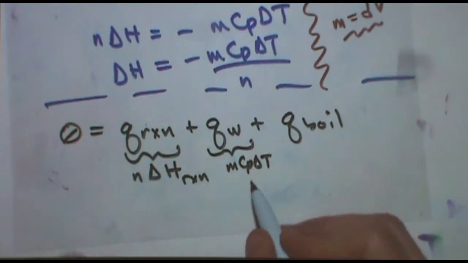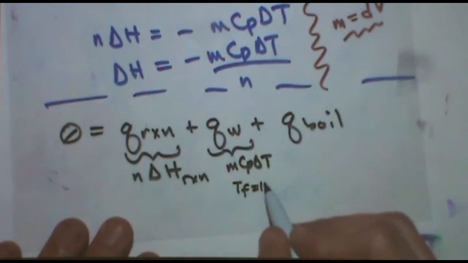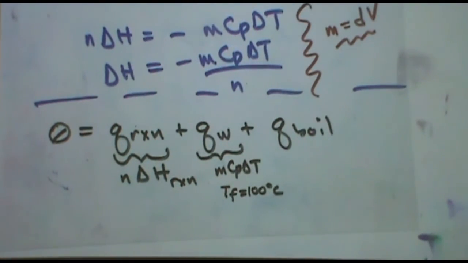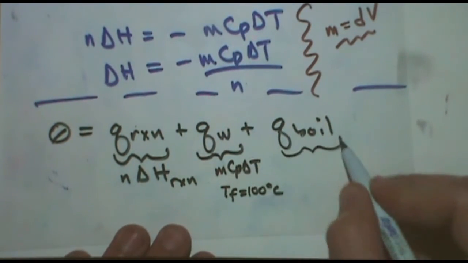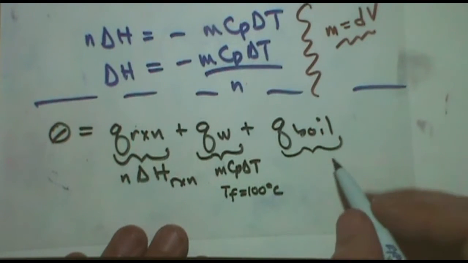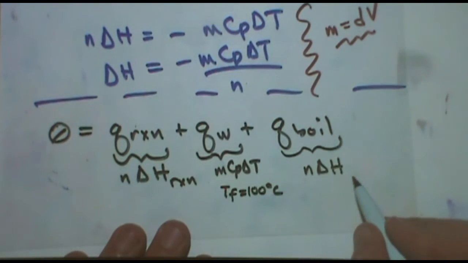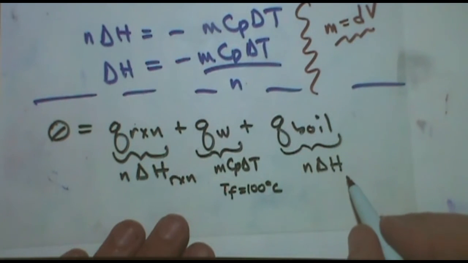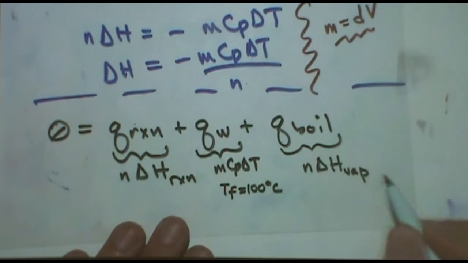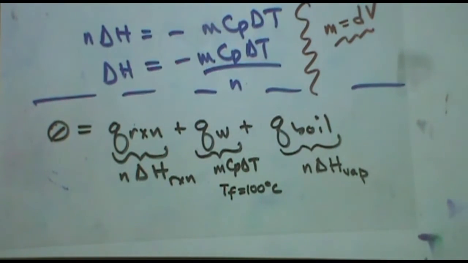What would T final be? Yeah, if it's boiling, T final would be 100 degrees C. Okay, what formula would I use here? Again, N delta H. What's the subscript for this delta H? Not fusion, vaporization. So it's vaporizing or it's boiling.